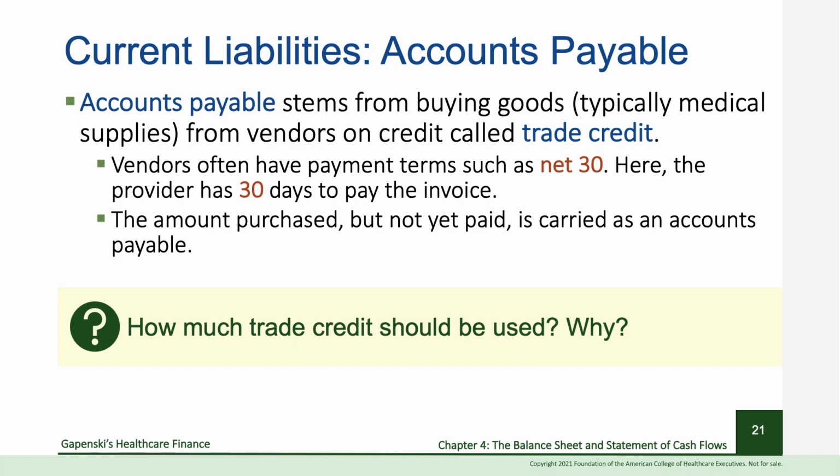Accounts payable stems from buying goods, which are typically medical supplies, from vendors on credit, which is called trade credit. Vendors often have payment terms such as net 30. Here the provider has 30 days to pay the invoice. The amount is purchased but not yet paid, and it is carried as accounts payable.